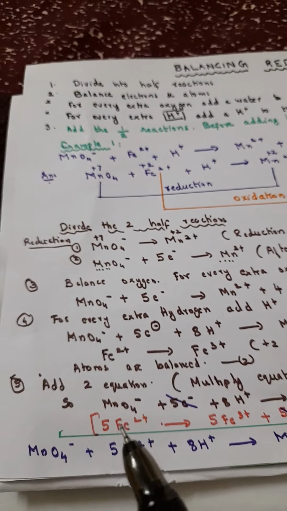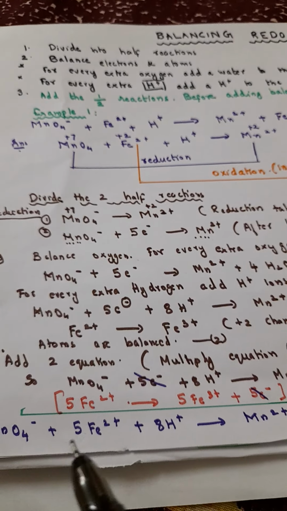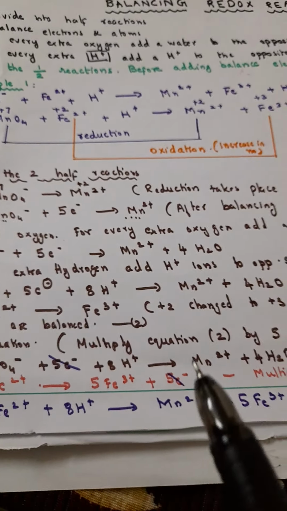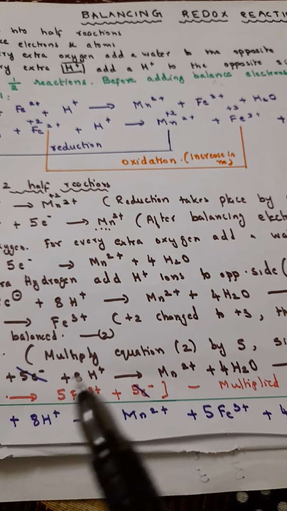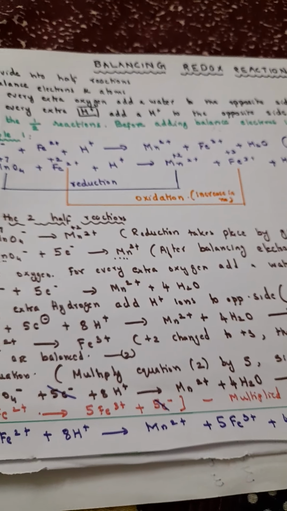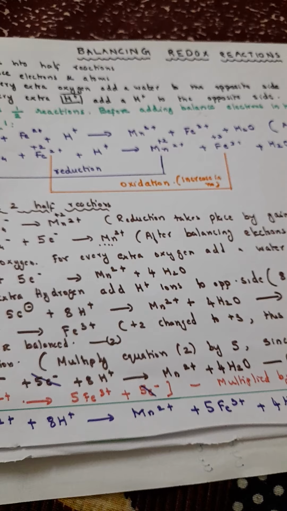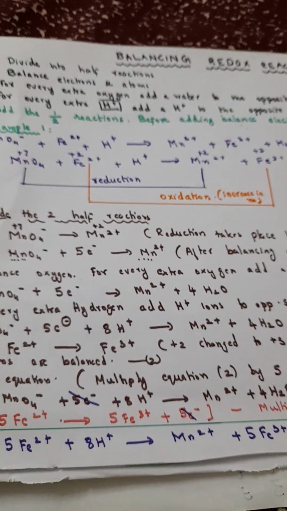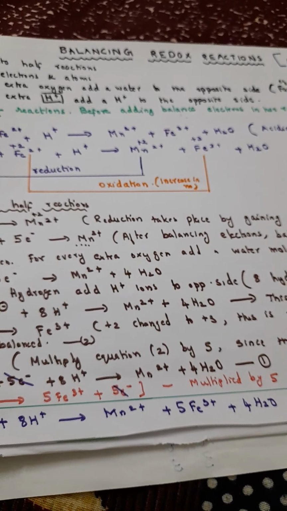So finally we got the balanced redox reaction as MnO4 minus plus 5 Fe2 plus plus 8 H plus gives Mn2 plus plus 5 Fe3 plus plus 4 H2O. So I hope all of you understood this excellent trick in balancing redox reactions in acidic medium. There is balancing of redox reaction in basic medium also.